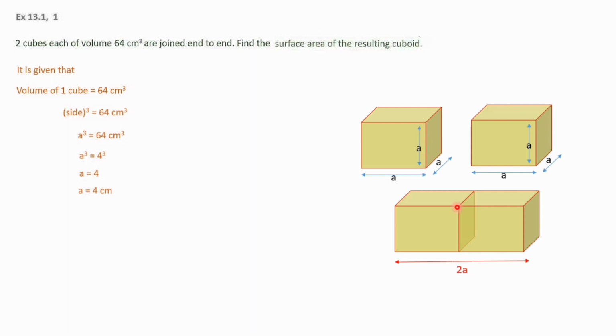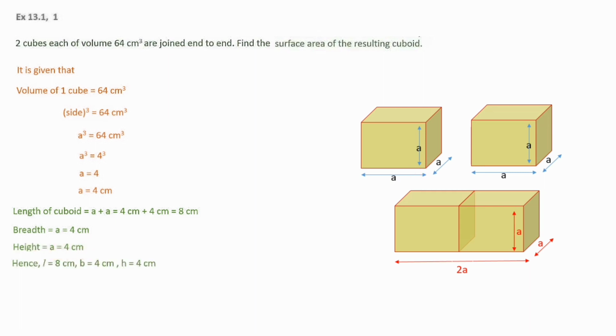Height will remain the same, that is a, and width also remains the same, that is a. So we have to mark it as it is in the resultant cuboid. Then the length of the cuboid is a plus a. A plus a, in the sense we have got a, a is 4. So 4 plus 4 is equal to 8 centimeter. Then breadth is the same as the side of the cube, that is 4 centimeter, and height also 4 centimeter.